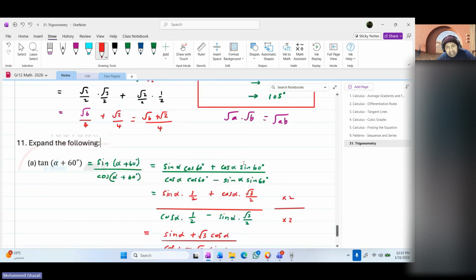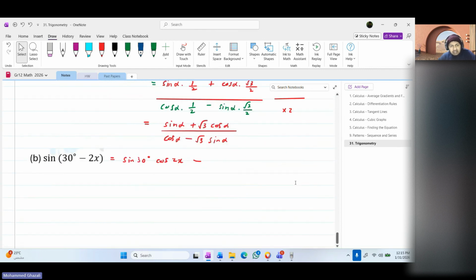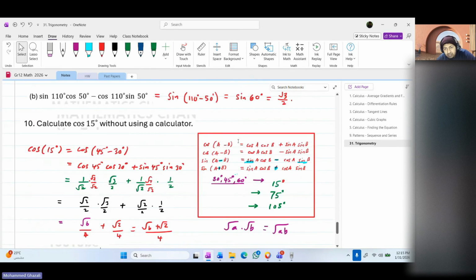Remember, we have to use these rules to expand. Sine of a minus b is sine a cos b minus cos a sine b, so minus cos 30 sine 2x. There's no distribution like this. You're not doing things like multiply there, multiply with there. No, no such thing. You're using the compound angle to expand. So you're using these rules to expand, and these rules can be proven from geometry.